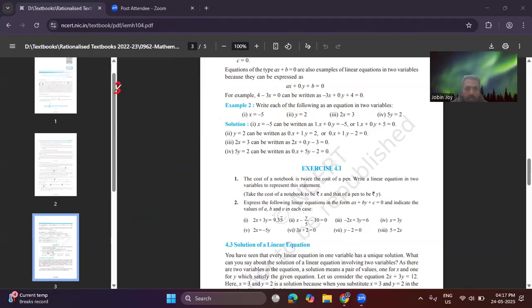Then question number 3, 2x is equal to 3. So 2x, there is no y term, so that means plus 0y. Shift 3 to the left side, minus 3 equal to 0. So the value of a is equal to 2, the value of b is equal to 0, the value of c is equal to -3.